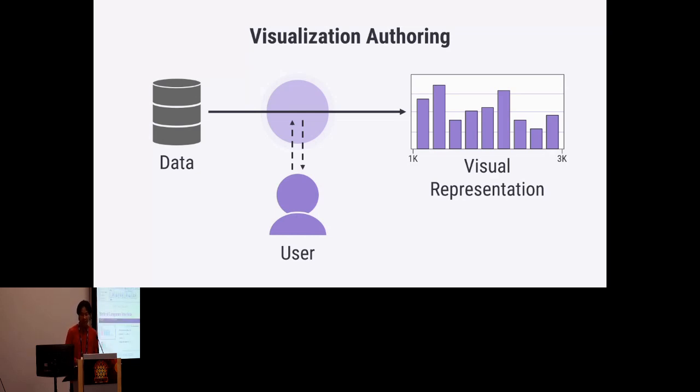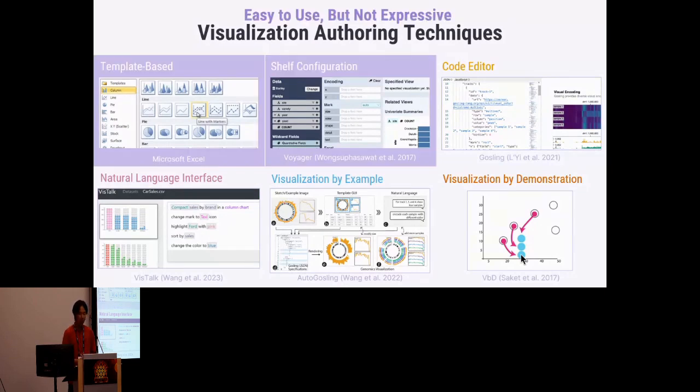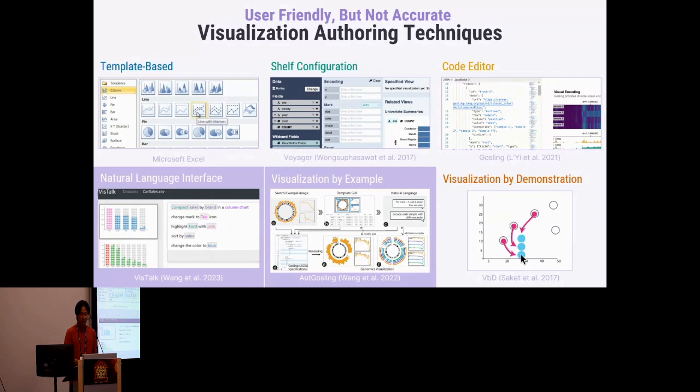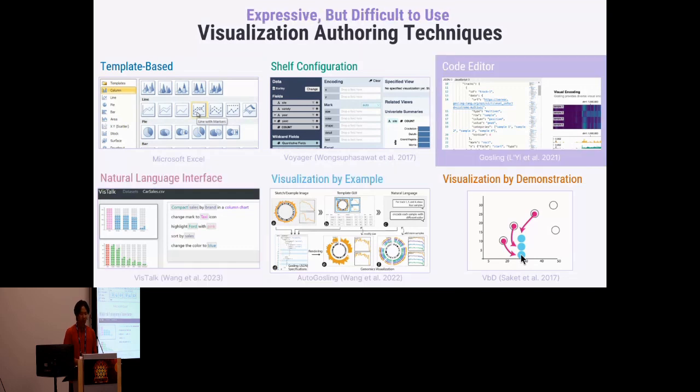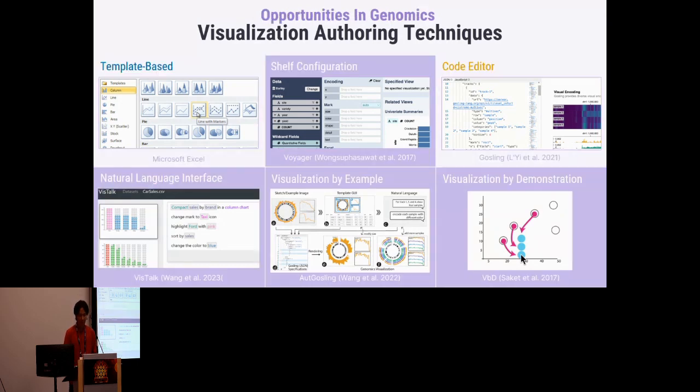Here are several examples that we identified through paper review, which all have trade-offs in their usefulness. For example, template and shelves are easy to use, but they are limited for making highly custom visualizations. Natural language interfaces and visualization by example are user-friendly but less accurate compared to manual approaches. Writing code is likely most expressive, but it comes with a steep learning curve. In the genomics field, only a few of these techniques have been adopted, and the usefulness of many other techniques remain unclear.